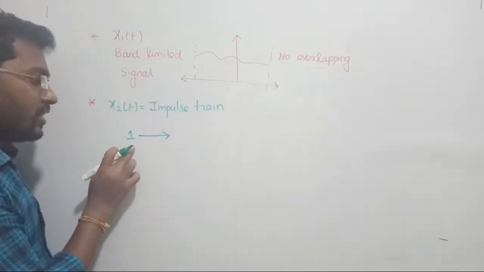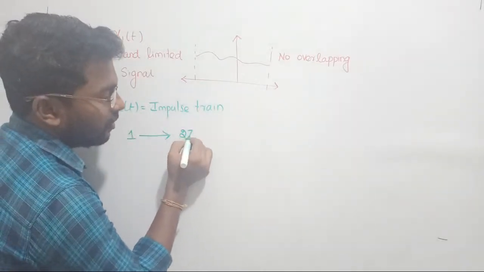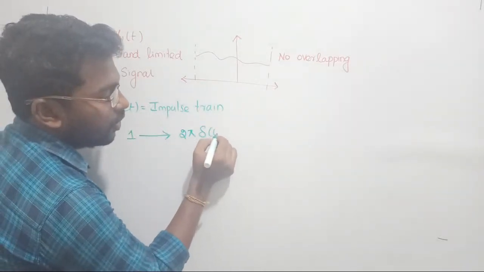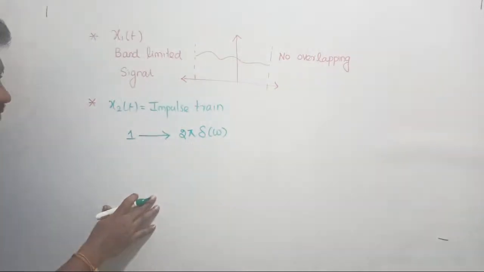If a continuous time signal has time domain value 1, what is its corresponding Fourier transformation? It is 2 pi into del of omega. Please revise your notes, I have given these things already. Okay. Next, what am I going to do?